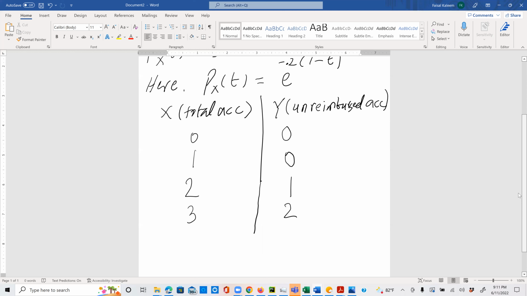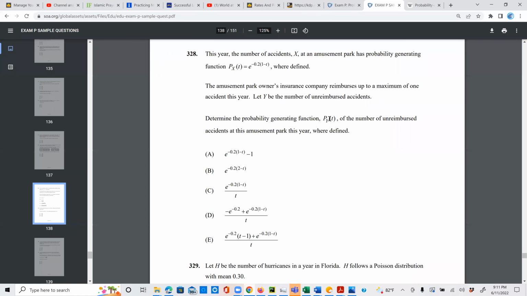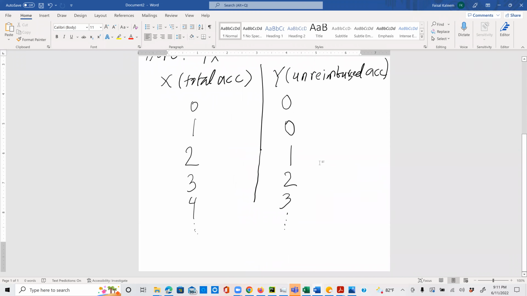Now we see the pattern. This is 4, this is 3, and so on. This goes on. Okay, so the question is to find the PGF of Y. So the PGF of Y, by definition, let's open a new window.